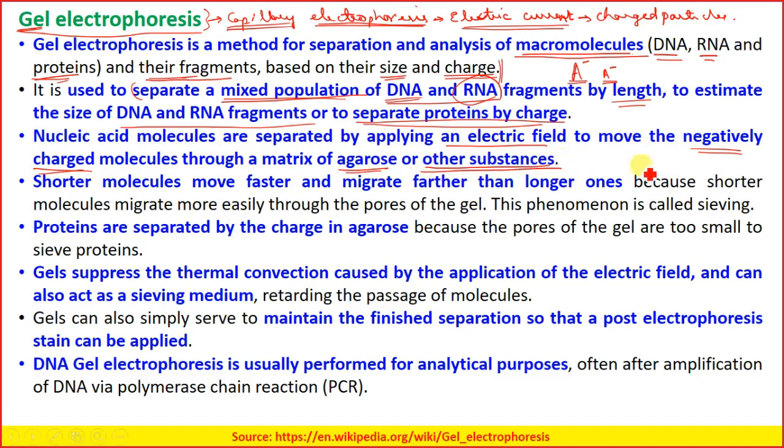Okay, so agarose, as the name suggests, we can have a gel of agarose, and in the other substances we can have PAGE, polyacrylamide gel electrophoresis. So in that we use a polymer, polyacrylamide. Okay, so these two gels are the common gels which are used in gel electrophoresis.